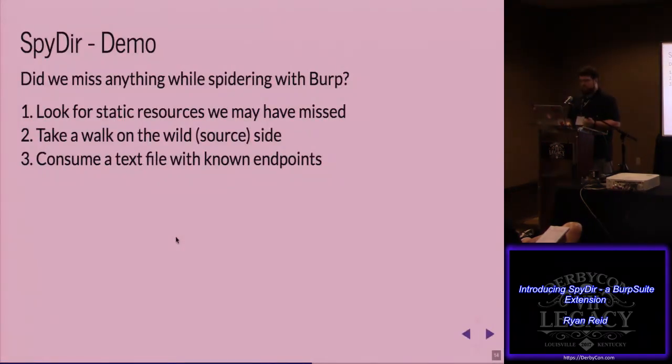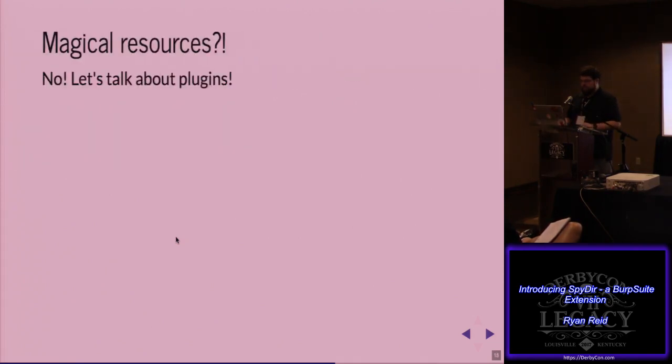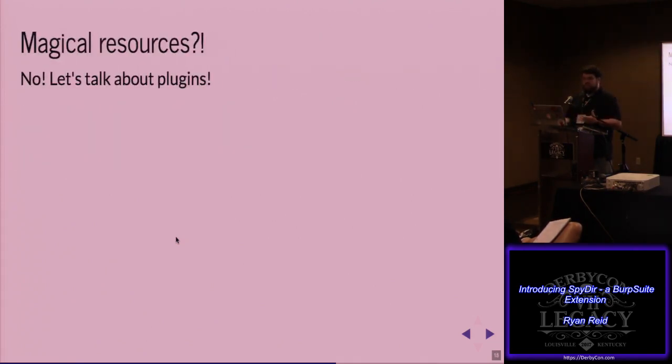We found static resources that Dynamic SpyDir missed. We took a walk on the wild side with the source code, and we consumed a text file that we had previously enumerated, right? So, were those magical resources? Did they appear just because I willed them to appear? In fact, no. Technology doesn't generally work that way.